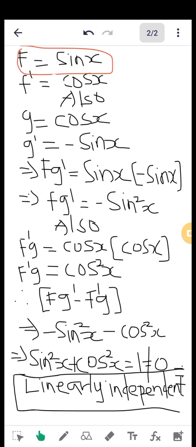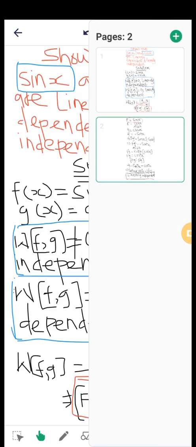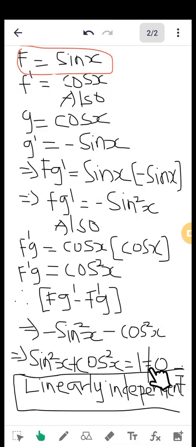Sine square x plus cos square x is an identity, so you know that it is equal to 1. Wherever we have sine square x plus cos square x, you should take note that it is equal to 1. And you know that 1 is not equal to 0. So, since the Wronskian is not equal to 0, the functions cos x and sine x are linearly independent. Thank you very much.